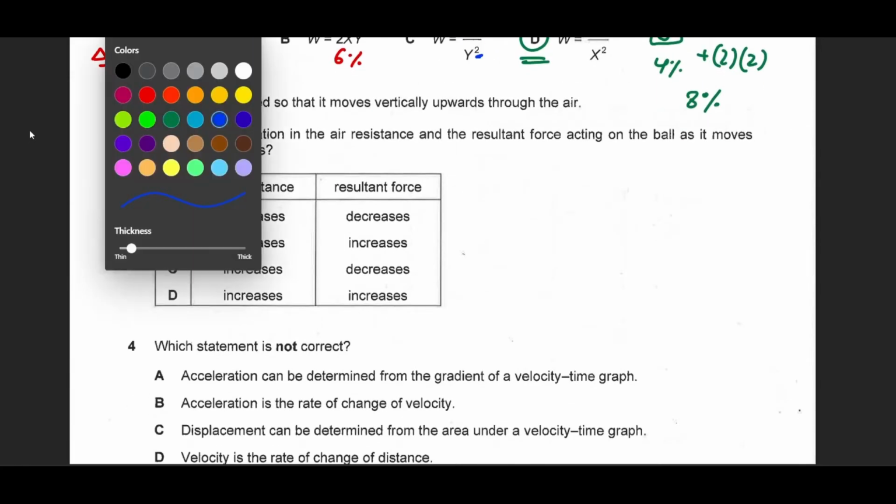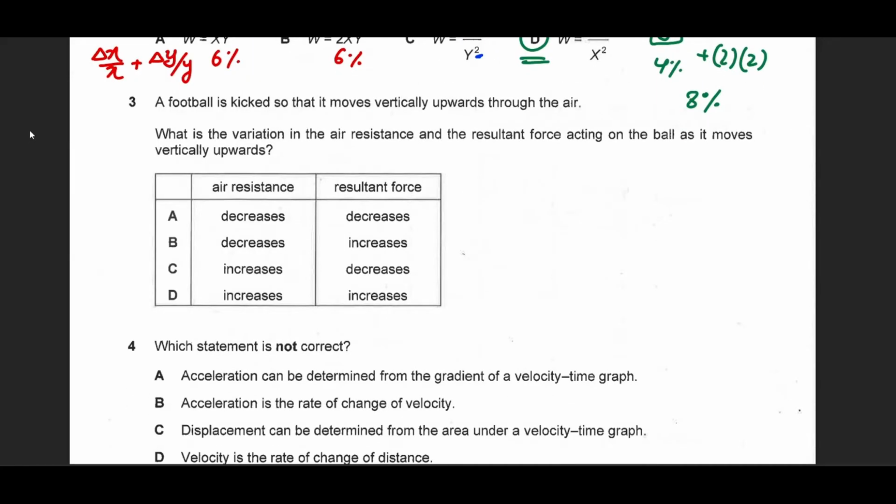Question number 3 says that a football is kicked vertically upwards in air and it is experiencing air resistance. So we have to include drag in our question and the resultant force acting on the ball as it moves vertically upwards. Okay, fine. So what's happening to the air resistance and what's happening to the resultant force? First thing first, the air resistance is going to decrease.